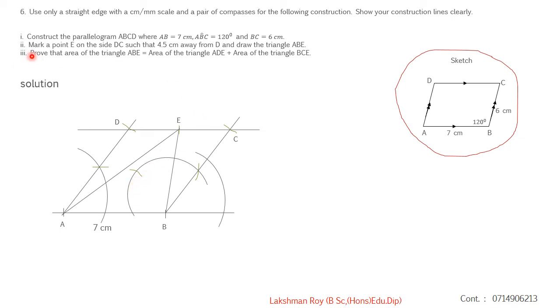Then Roman number 3, they ask us to prove that the area of the triangle ABE is equal to the area of the triangle ADE plus the area of the triangle BCE. Now we are going to prove that one. So that is a proof.